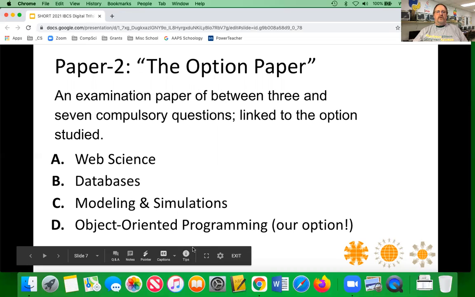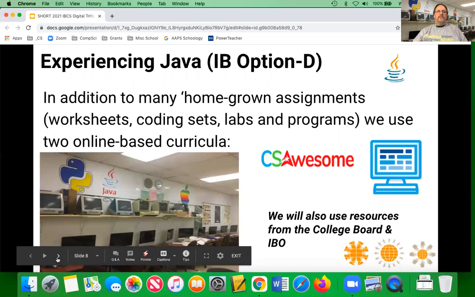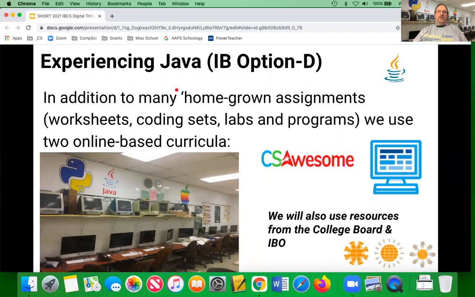Again, as I mentioned, we've chosen object-oriented programming as our option, but there are 3 other choices that schools can choose from. We made our decision about OOP for a variety of reasons. And because we're studying object-oriented programming, we have to learn Java. Java is the language that is assessed on both the AP and the IB language-based assessments.